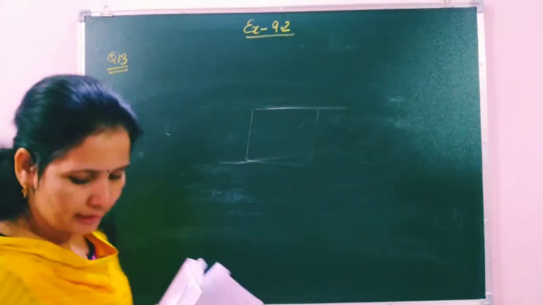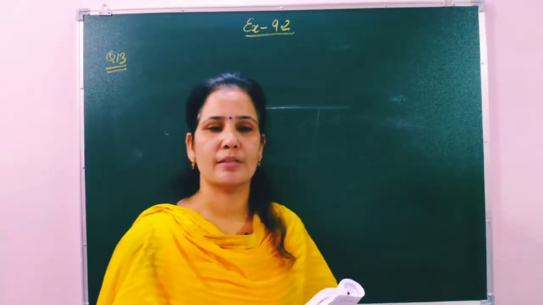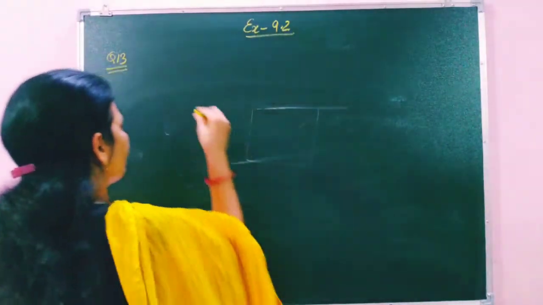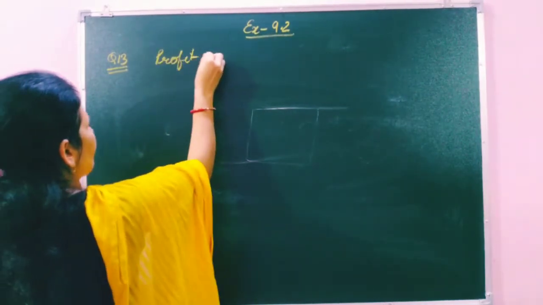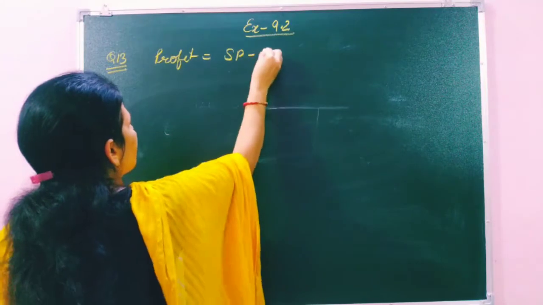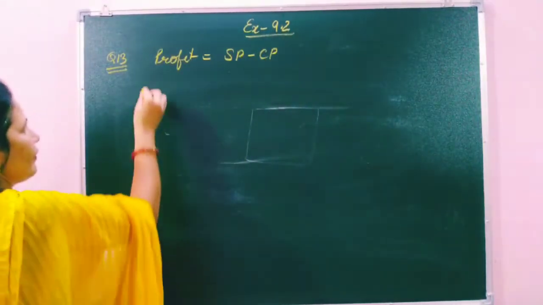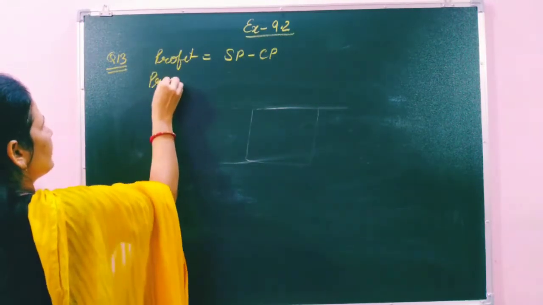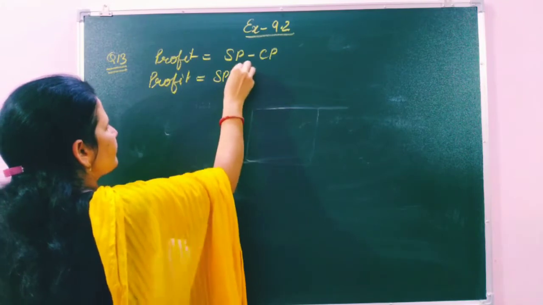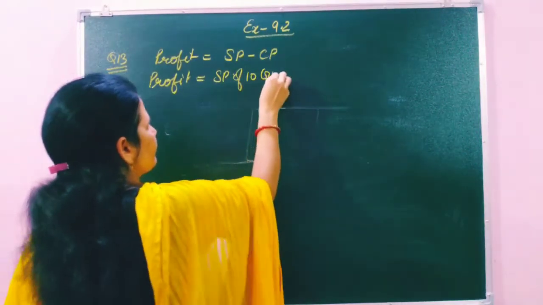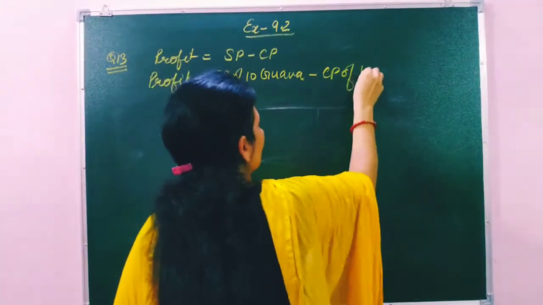Students, we know very well how we get the profit. We get profit when selling price minus cost price. So here we will write profit equals to selling price minus cost price. How many guavas did he sell? 10 guavas. So here we will write profit equals to SP of 10 guavas minus CP of 10 guavas.